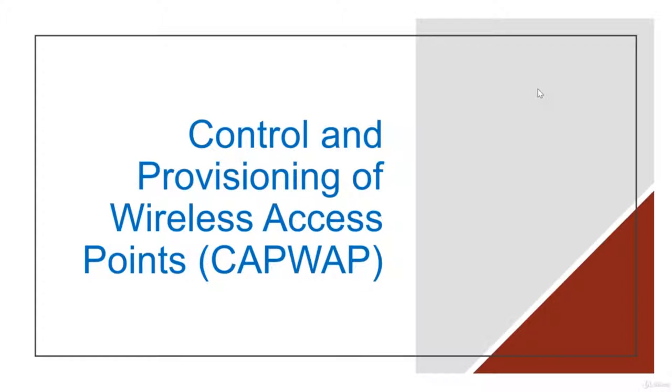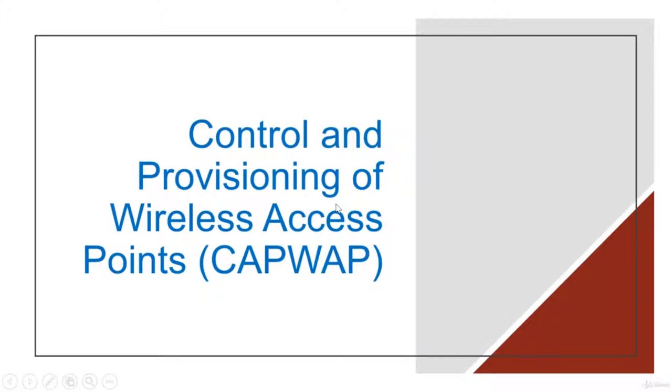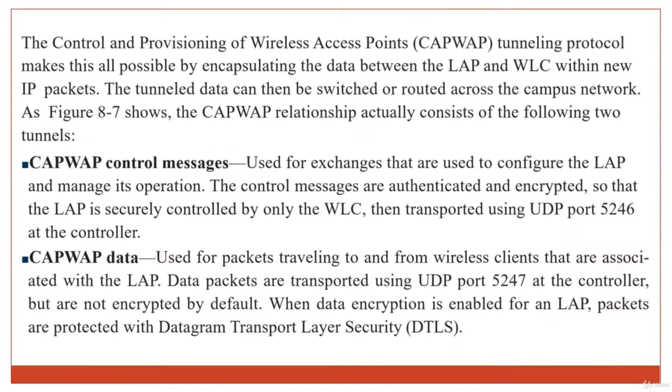We have discussed that the access point and the controller have to communicate. So how they are going to communicate is, they are going to build the CAPWAP tunnel. You can see the full form of CAPWAP is Control and Provisioning of Wireless Access Points. And there are so many RFCs that you can refer to. Here you can see that CAPWAP is defined in RFC 5415, 16, 17, and 18, where you can learn more about this CAPWAP tunnel. So let's read this as CAPWAP in short, but you can see the full form as well.